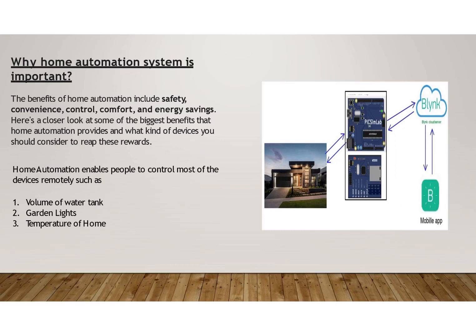After all, the question comes to your mind: why is automation important? The benefits of home automation include safety, convenience, control, comfort, and energy saving. Here is a closer look at the biggest benefits that home automation provides and what you should consider to reap this reward. Home automation enables people to control most devices remotely, such as the volume of the water tank, garden light, and temperature of the home.